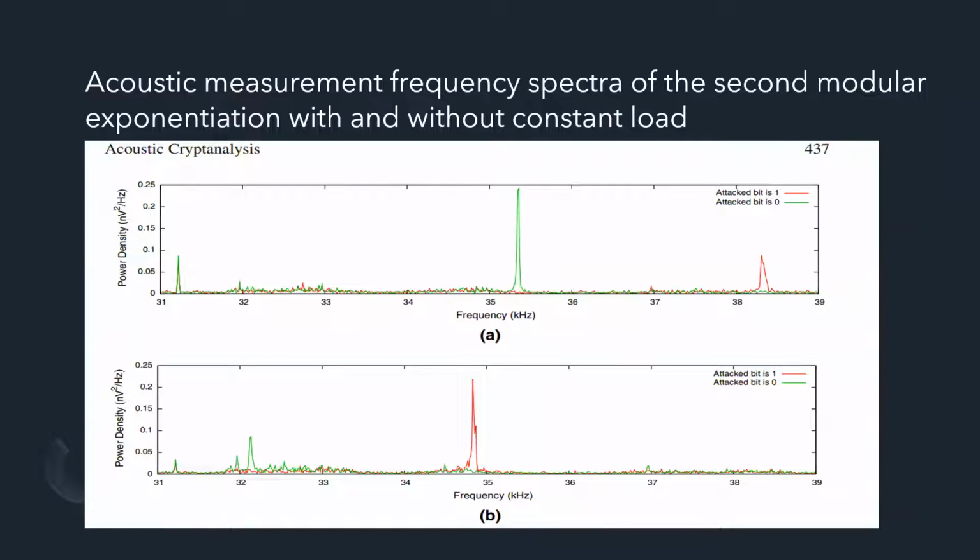And here are two figures which show the acoustic measurement frequency spectra of the second modular exponentiation with and without constant load. The first figure shows the attack computation with load, and the next figure shows it without constant load throughout the computation.